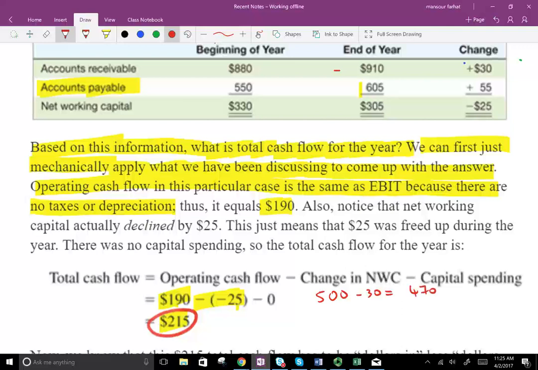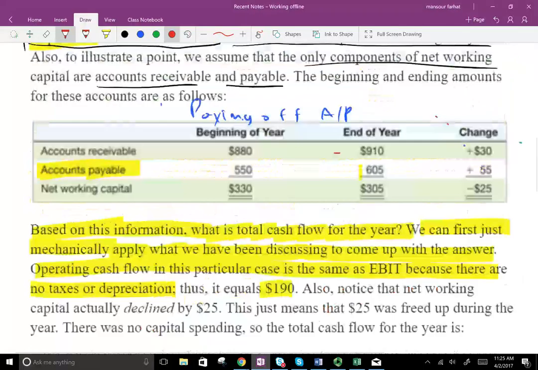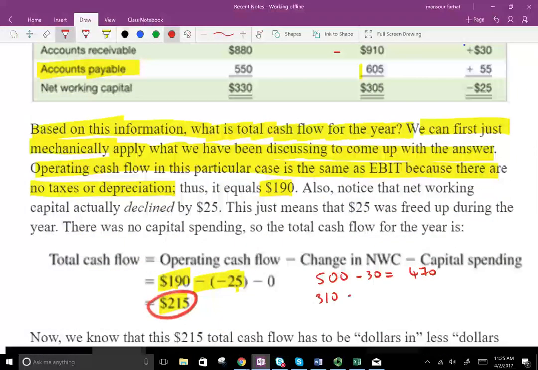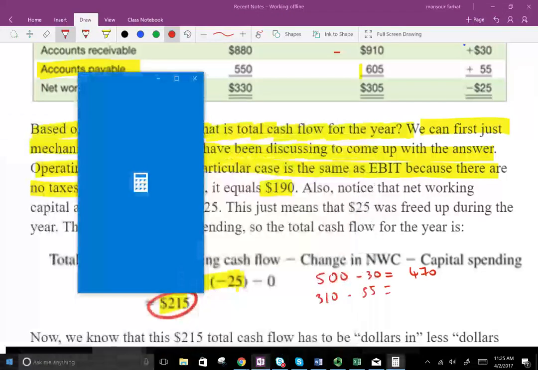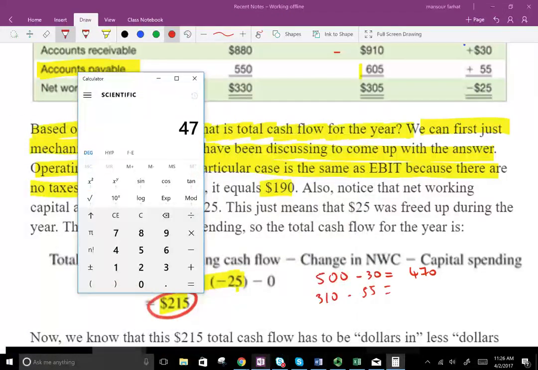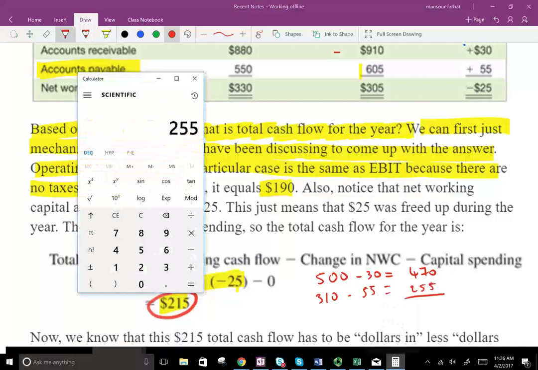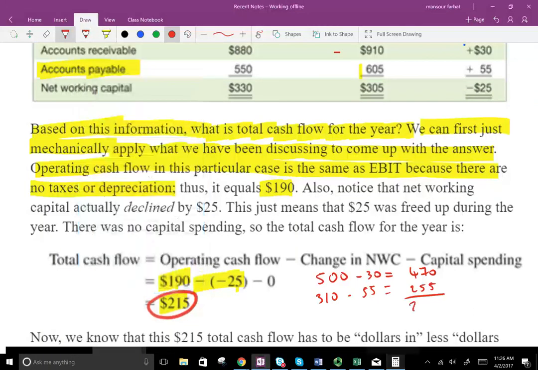Then I took the $310, which is the cost. Then accounts payable went up, so I subtracted 55 from it. Go back here. 310 minus 55, 255. Now if I take 470 minus 255, that's going to give me 215, which is what I got the same here.